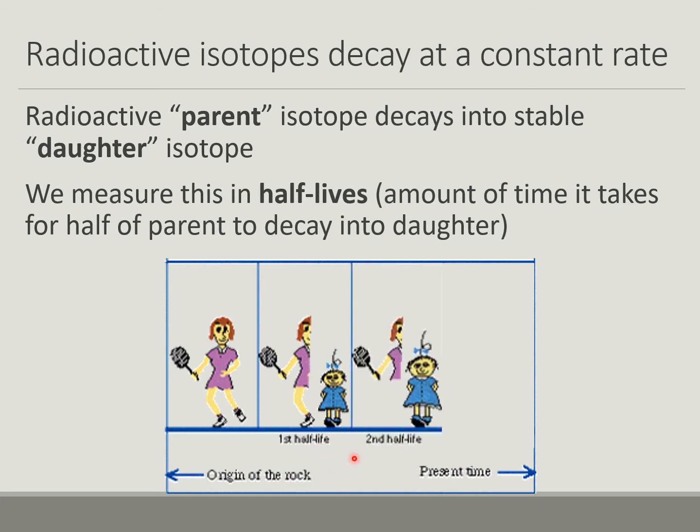After the second half-life, half of that half, that is 1/4 of the parent isotope remains, and you see the amount of daughter isotope has increased, and so on and so forth, right? We have 1/8 of the parent isotope remaining, and we have the daughter isotope. So these radioactive parent isotopes decay at this constant rate, measured in half-lives, right? And we see the change in the ratio of parent to daughter isotope.